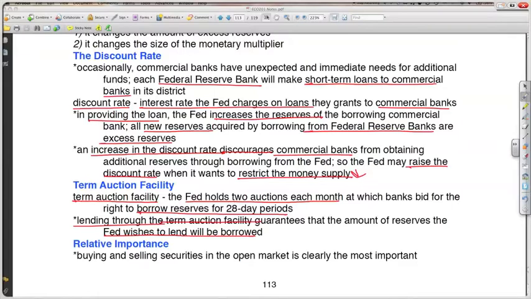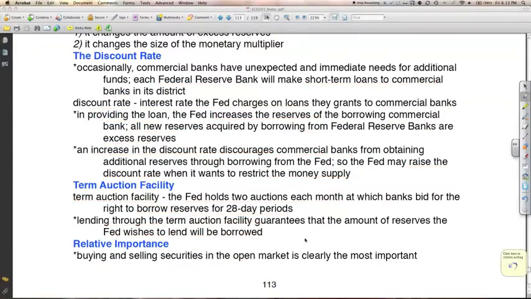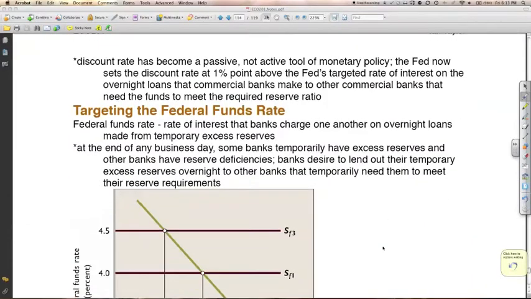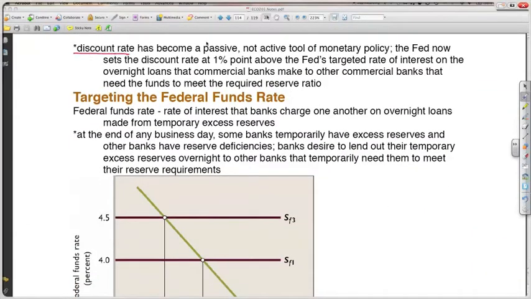So out of all of this, in terms of relative importance, buying and selling securities within the open market is the most important. The discount rate has become more passive and is not used as an active tool for the Fed. That's because the Fed usually just sets it about 1 percentage point above their target rate of interest on overnight loans that it allows commercial banks to make to each other.